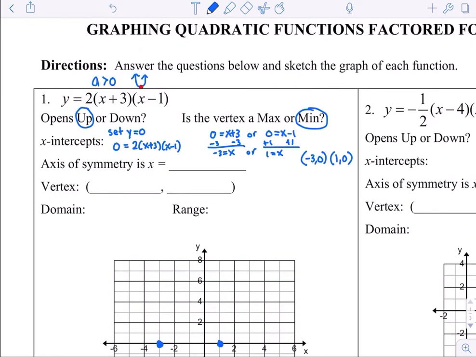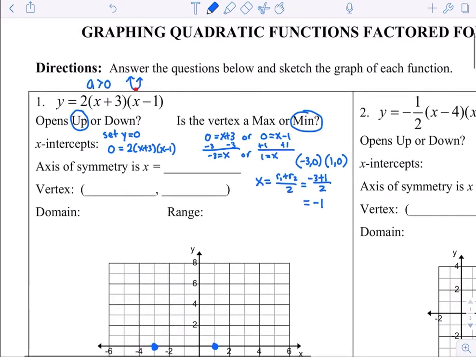Okay, axis of symmetry. Now, to find your axis of symmetry, or the x-coordinate of the vertex, x is equal to r1 plus r2 over 2. Your root 1 and root 2 are negative 3 and 1. So negative 3 plus 1 all divided by 2. That's going to give us negative 1, because negative 3 plus 1 is negative 2, and negative 2 divided by 2 is negative 1. So the axis of symmetry is negative 1, and that means the x-coordinate of your vertex is negative 1.